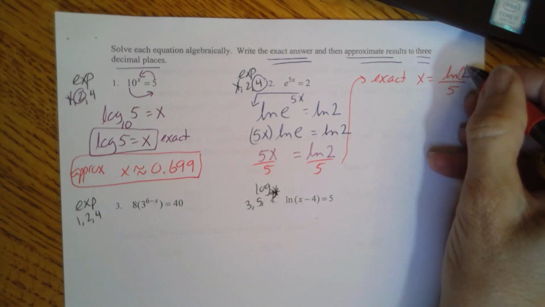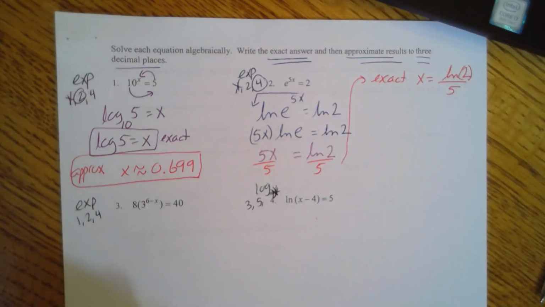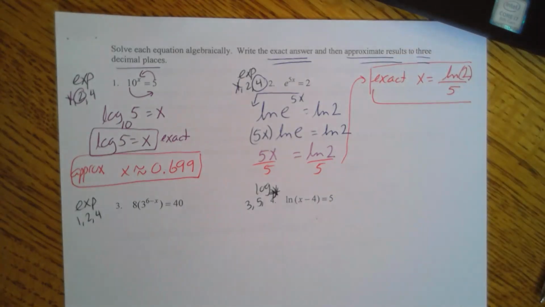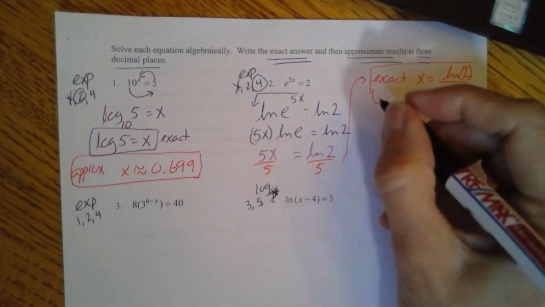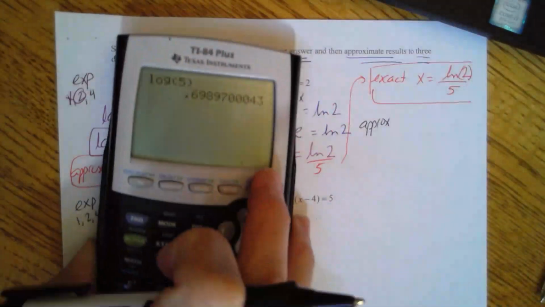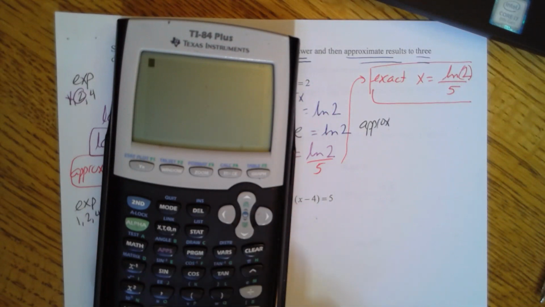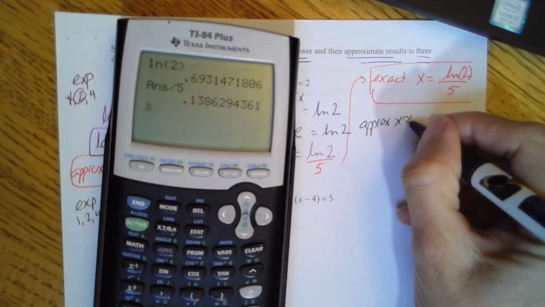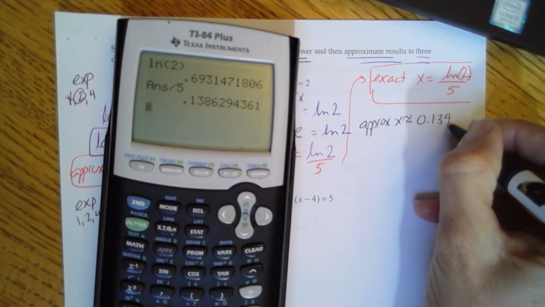Now, be careful. You're only going to plug in the natural log of 2 into your calculator. Then whatever that answer is, we're going to divide by 5. So that's the exact answer. And then what's the approximated? Well, let's plug this in. So if I want to do the approximated answer, I would take natural log of 2, close the parentheses, and then we're going to take that answer and divide by 5. So we get approximately 0.139. So x is approximately 0.139.